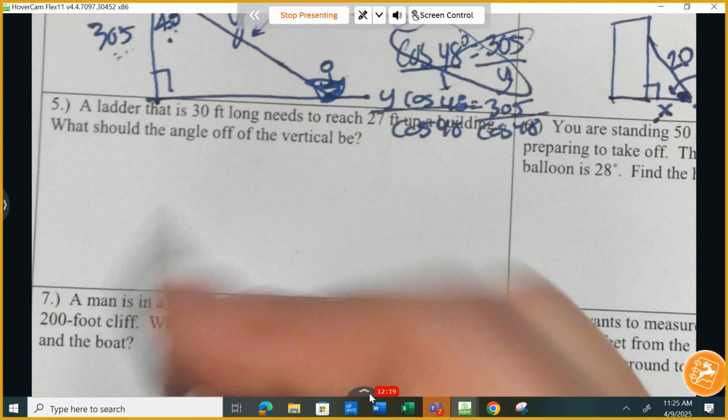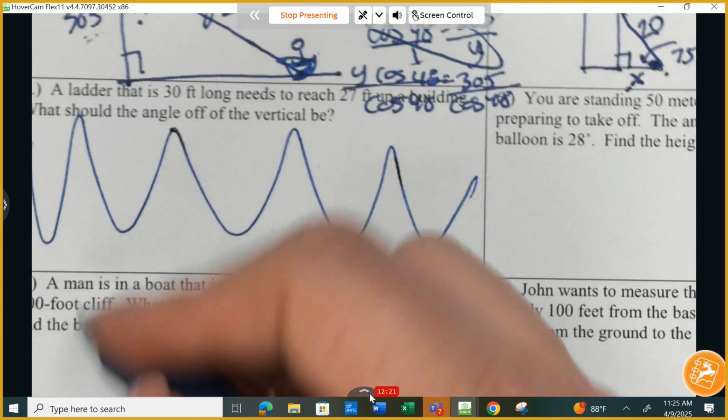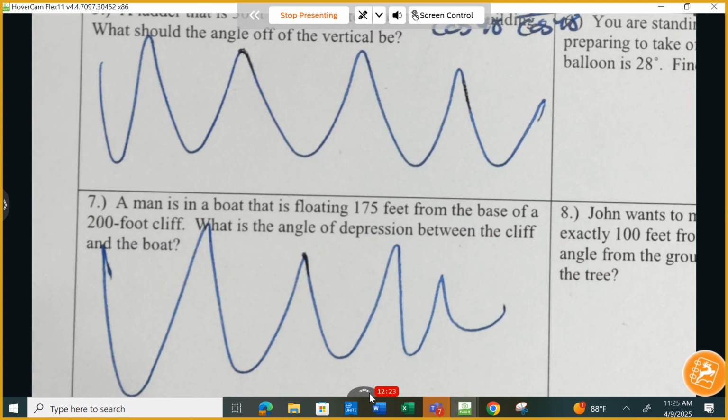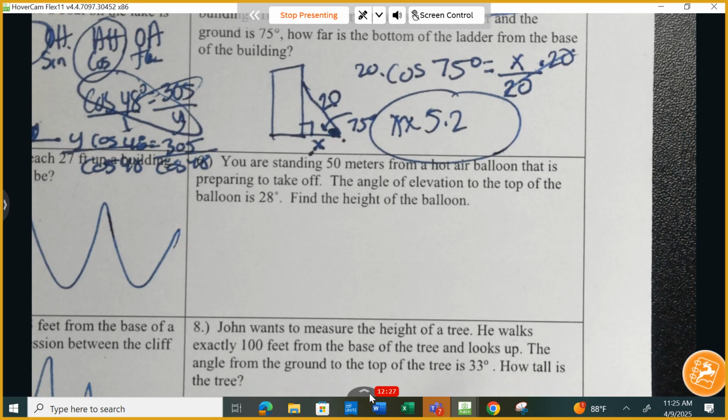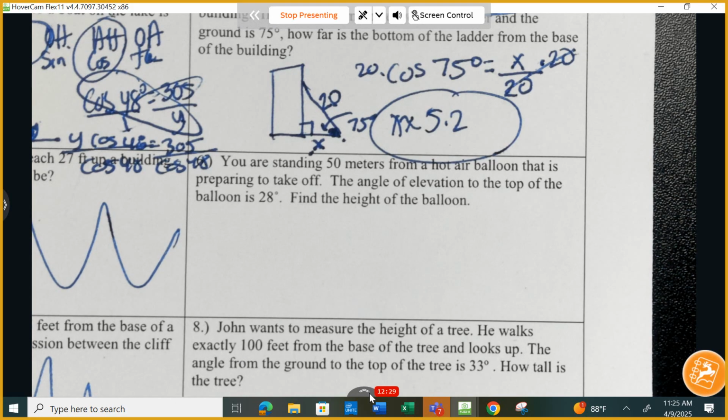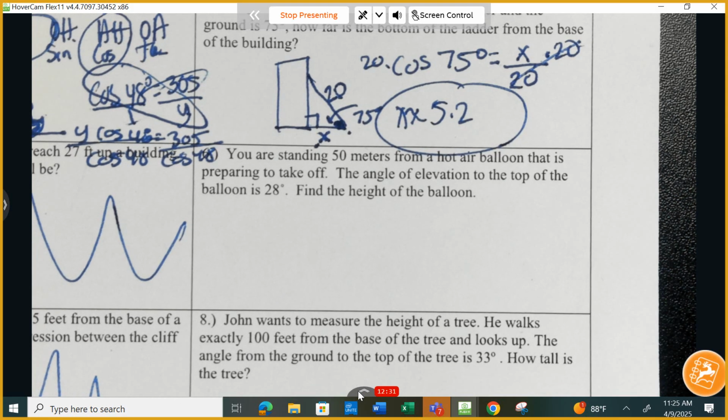We have not learned about inverse functions yet. Please cross out 5. Please cross out 7. I'm going to press pause, and you have 45 seconds to read 6 and to draw.